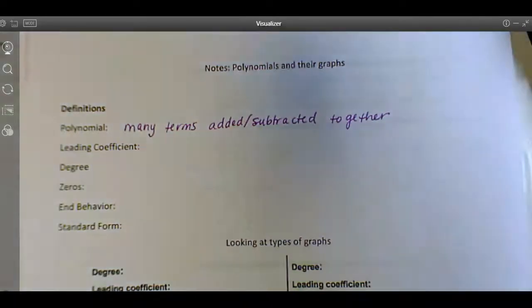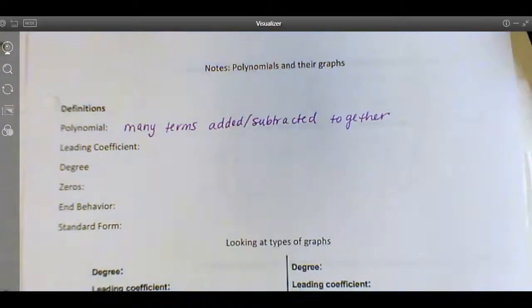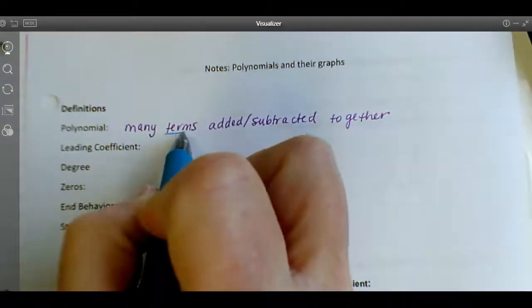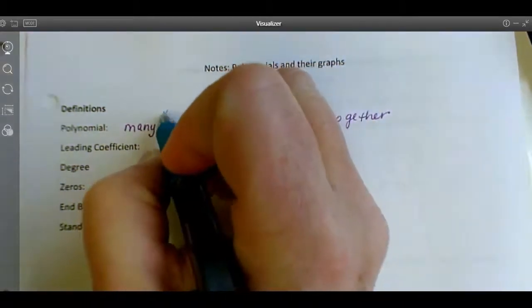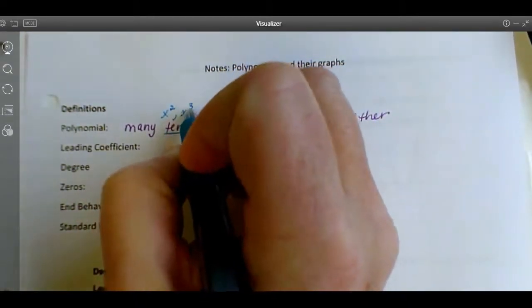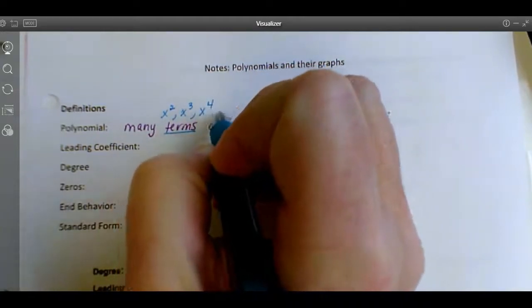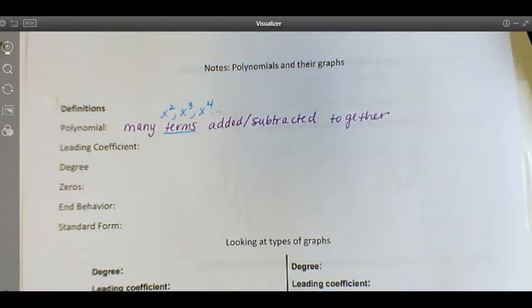Now, there's one important part about that definition, and it's this part right here called terms. Okay? When I say terms right here, I'm talking about things that are raised to powers. For example, x squared, x to the third, x to the fourth, and so on. Okay? So, when we talk about polynomials, it's kind of like 2x squared minus 5x plus 10. It's several things that are added or subtracted together.